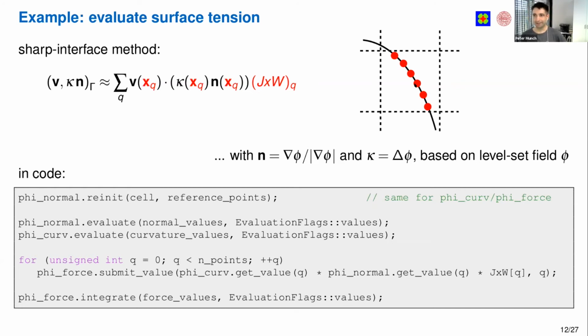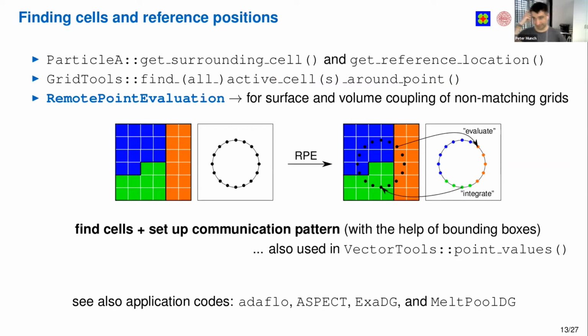So we need a pointer to the cells, and we need the reference to these points. And now the question is, how do we get this information? There have been different approaches in deal.II for that, but I would like to concentrate here just on one new approach, which is this remote point evaluation class. It has more functionality than just finding the cells and the reference position.